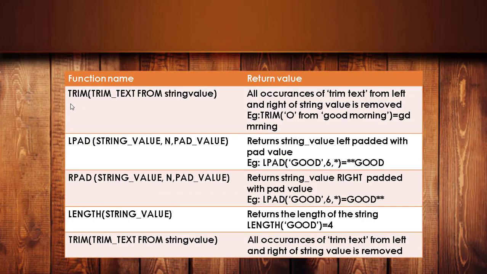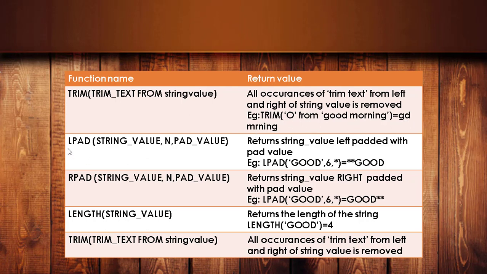The next character function is trim text from string value. All occurrences of the trim text from the left or right side of the string value are removed. Example, trim O from good morning. That is, two O's from the good and one O from the morning will be removed and the output will be displayed.